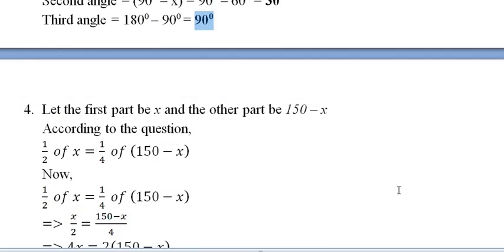So you have to divide 150. Divide 150 into two parts such that half of one part is equal to 1/4 of the other part. So we don't know the parts. How to start? Let the first part be x.